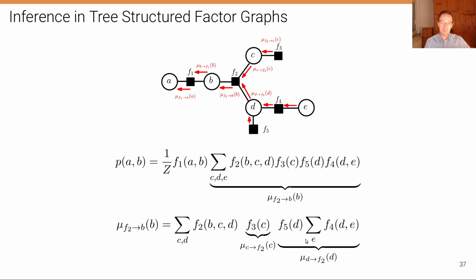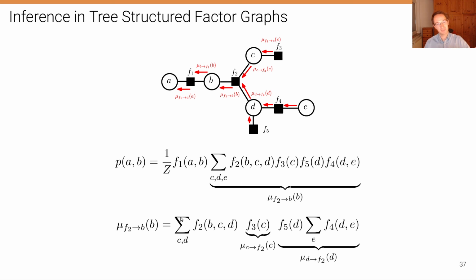And so we come up with this message passing scheme where we send a message from D to F2 here, and then from C to F2. From C to F2 is actually very simple because this message here only receives information from a single factor. So this random variable here is connected only to a single factor, so it's the factor itself. And then we have the summation over C and D of this factor multiplied with these 2 incoming messages, the message from C, this one here, and the message from D, this one here.